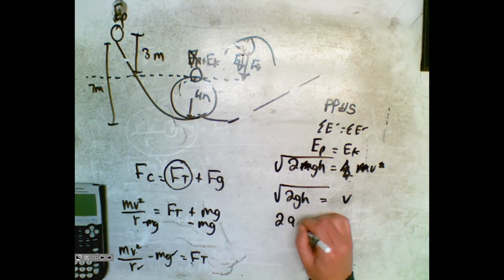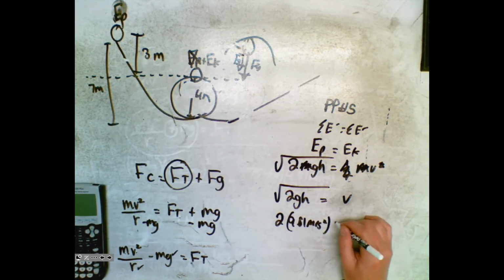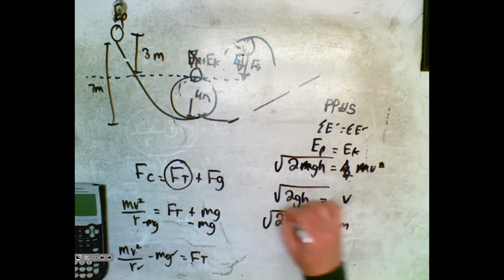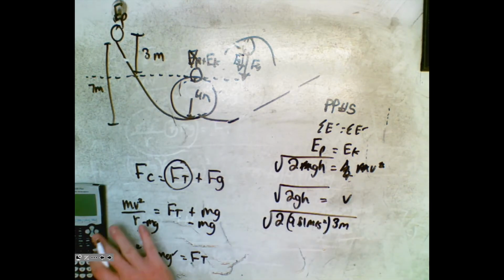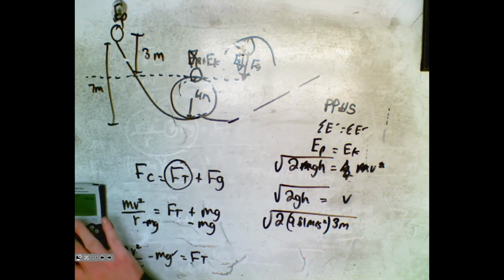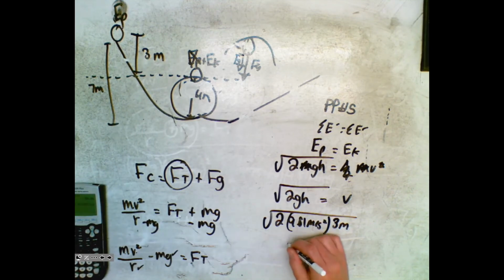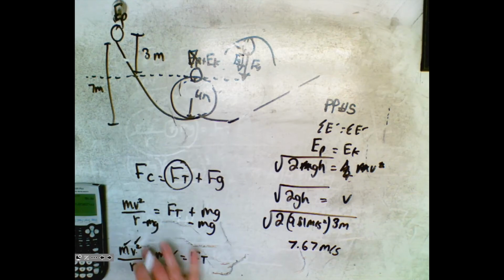So 2 times 9.81 times our height. It's 3 meters above our reference point. We square root it. We end up getting 2 times 9.81 times 3, square rooted, 7.67 meters per second. I'll use that full answer. So that's how fast we're going. Now we know everything that we need to find our apparent weight. So I'll plug this in.